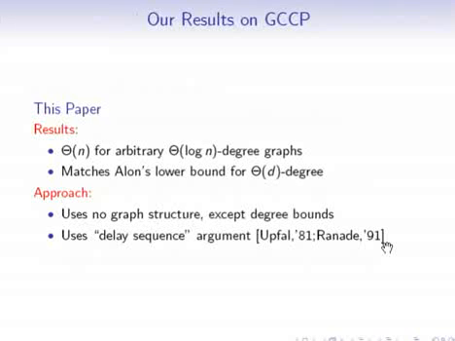In our paper, we show a linear cover time for arbitrary Θ(log n) degree graphs. And in addition, we have a bound that matches Alon's lower bound for Θ(d) degree graphs. Our approach is significantly different than the approaches in the previous two papers.